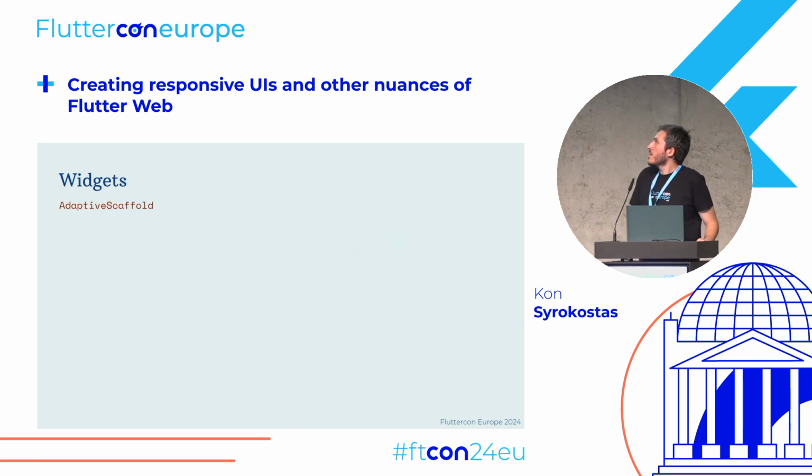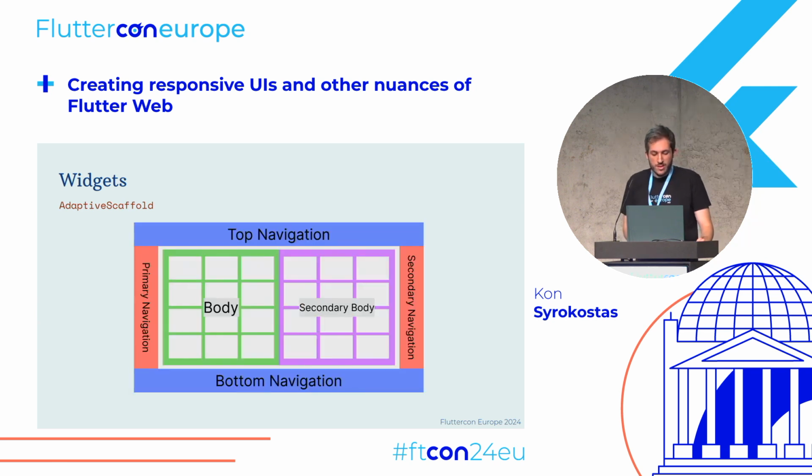And probably the last one, we're going very fast, is AdaptiveScaffold, which is a widget provided by Flutter in a different package. This one separates the screen into six areas. You have two navigations, bottom and top, two navigations, primary and secondary, left and right, and then a body and a secondary body. Not all of them need to exist all the time, but this is how AdaptiveScaffold, which can replace a normal Scaffold, splits the screen.